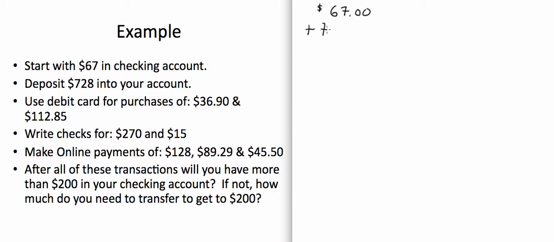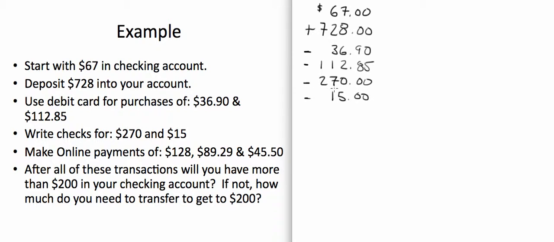So whether you got paid or however that works, you deposit $728, and then they have some different examples here. You use your debit card for two different purchases, 36.90 and 112.85. We talked about this in 3.2. When you use your debit card, that subtracts out values. So we subtract out 36.90, and then we also subtract out 112.85. Then you also write checks for 270.00 and another check for $15.